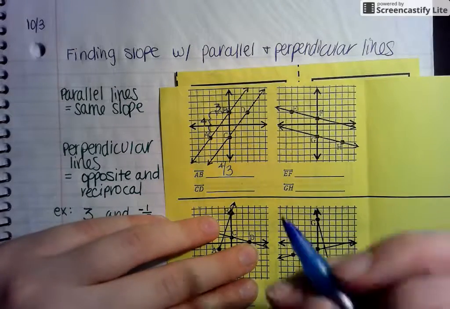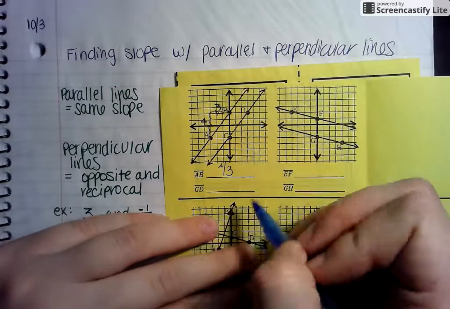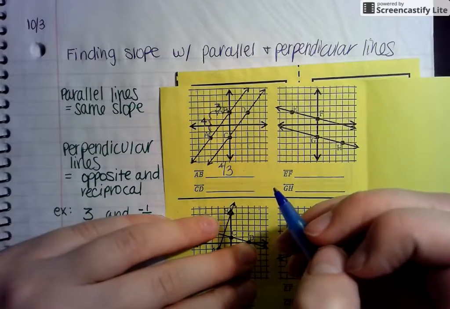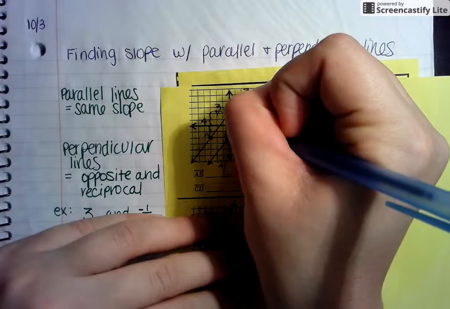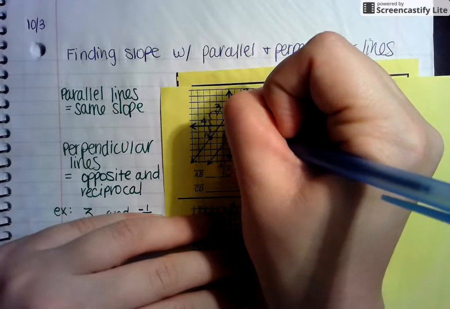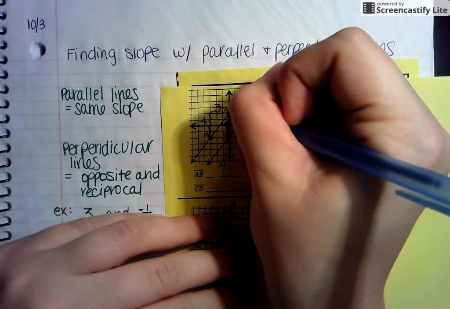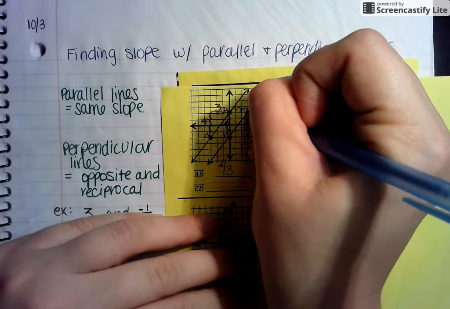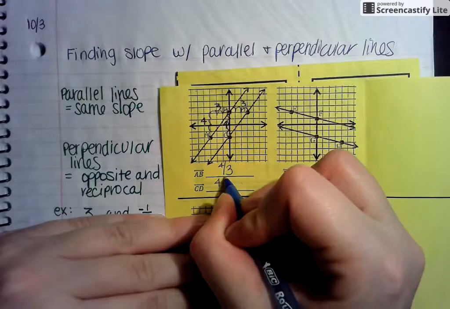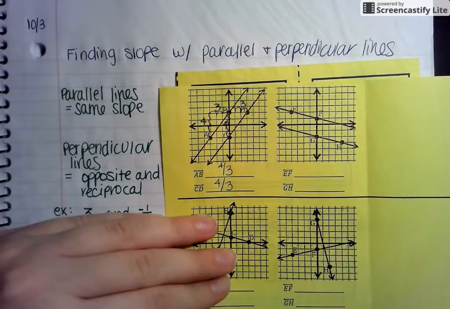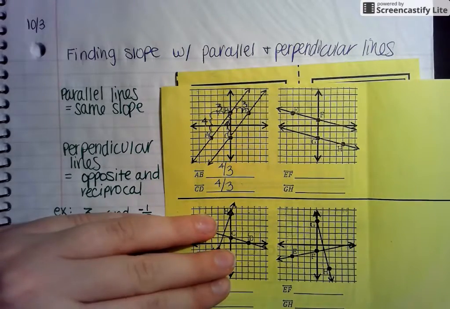Now I'm going to see if line CD is parallel. That would mean that they have to have the same slope. So I'm going to go up 1, 2, 3, 4. So they both go up 4. And then over 1, 2, 3 to the right. So my slope is 4/3. Because they have the same exact slope, those lines are parallel.